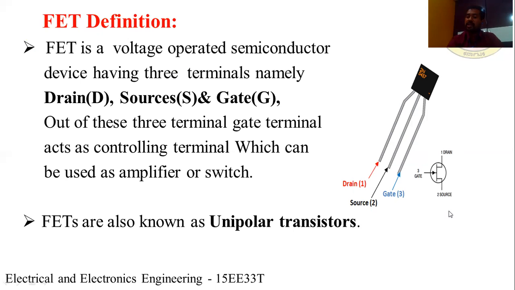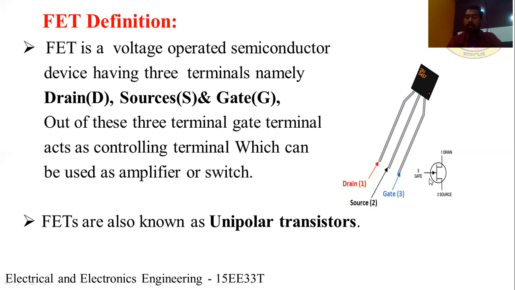This is the symbolic representation of FET having three terminals. First one is drain, second one is source, third one is gate. The arrow symbol indicates the direction of electrons. For this FET, the input voltage is applied to the gate and source terminals, that is VGS. If the input is applied to these two terminals, the output current is obtained from the drain, that is drain current ID.